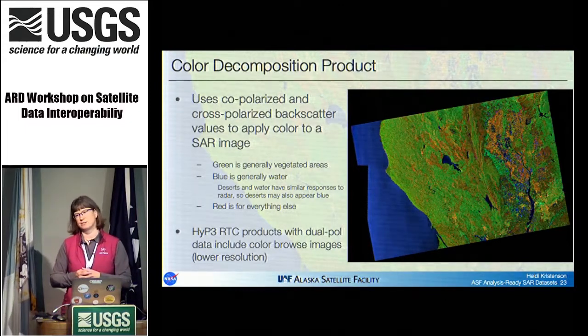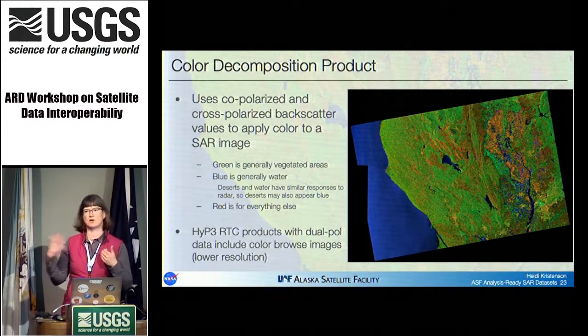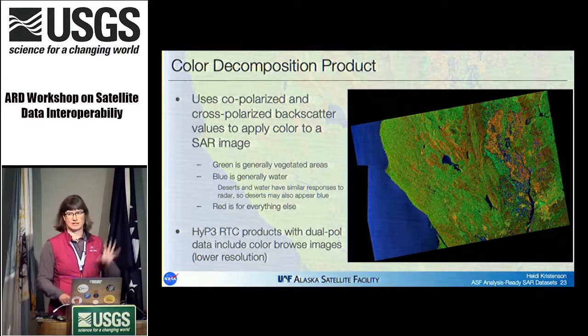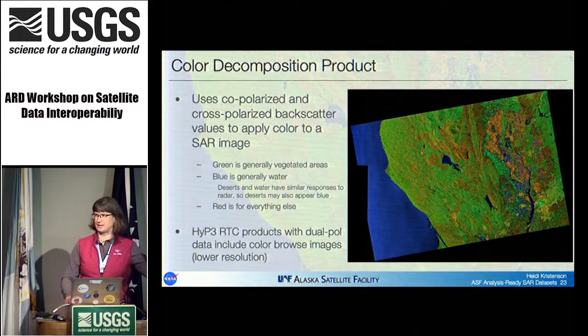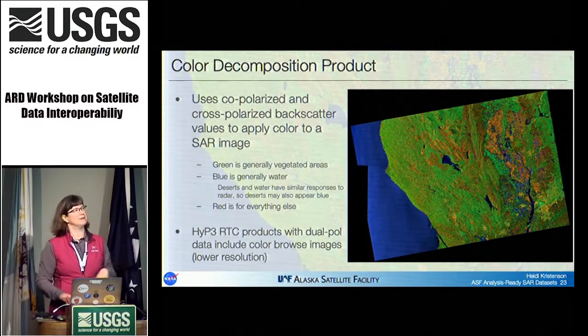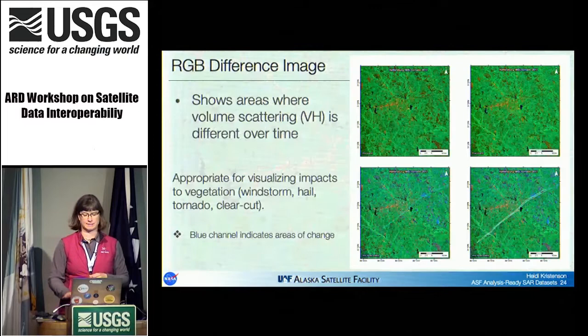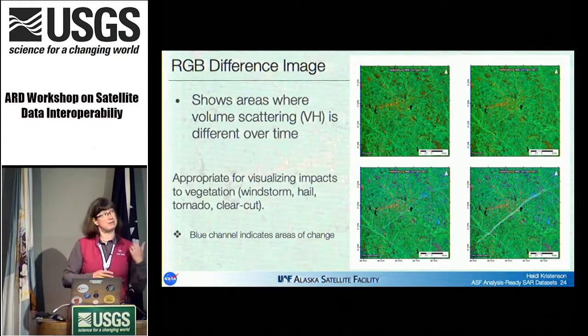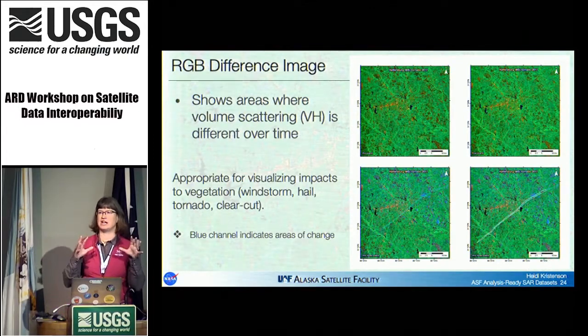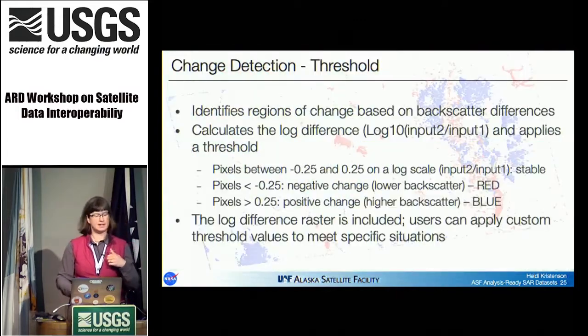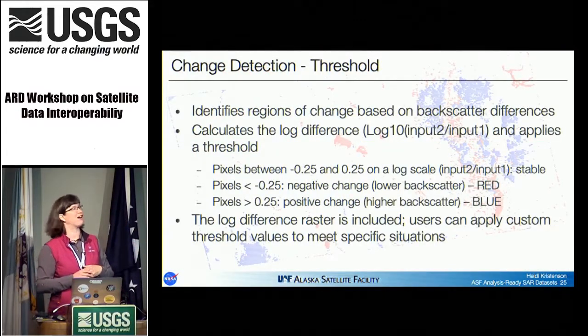We have a few other random products. There's a color decomposition product for anything that's a dual pol or more. We can create a false color image using the VV and VH channels. So it's not necessarily true to Earth. Sometimes deserts show up looking like oceans, but it can sometimes help you digest the SAR data visually a little bit better. We also offer an RGB difference image, so it's looking at changes in the VH, and any areas of change are indicated in the blue channel. So if you see blue, something's going on.